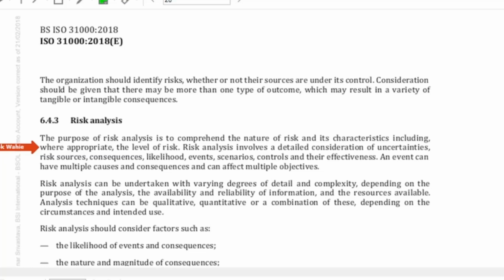Is the distinction between risk identification and analysis clear to everybody? Okay. Now read the next paragraph.